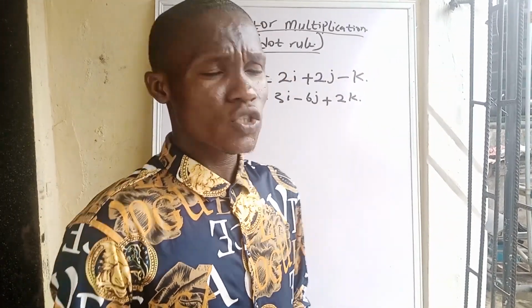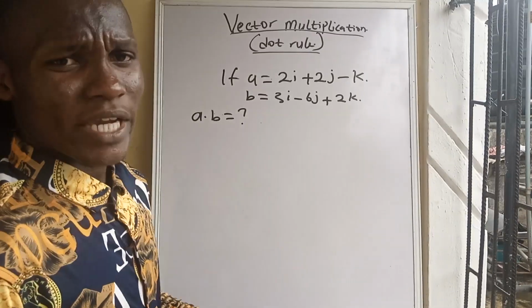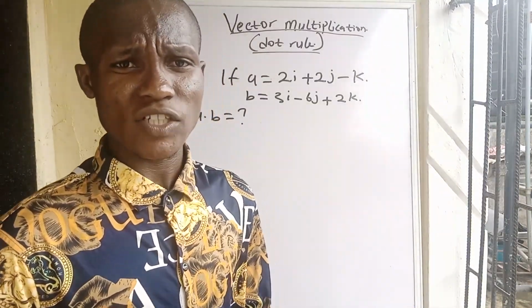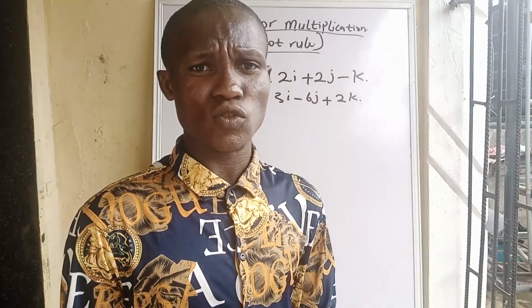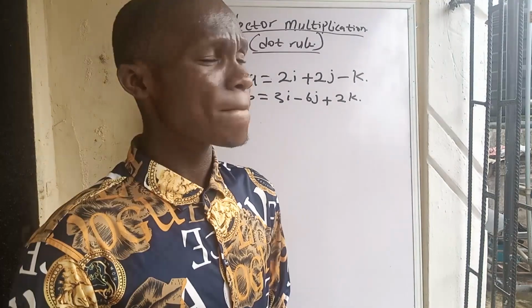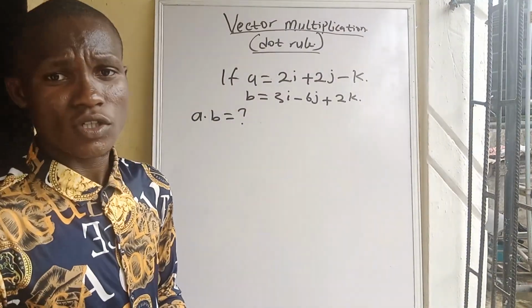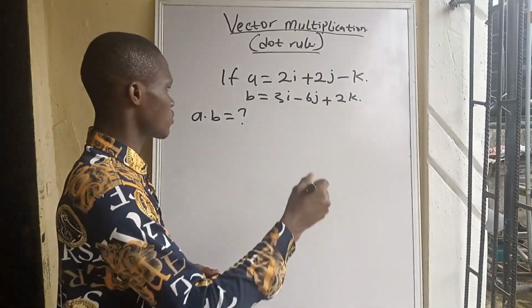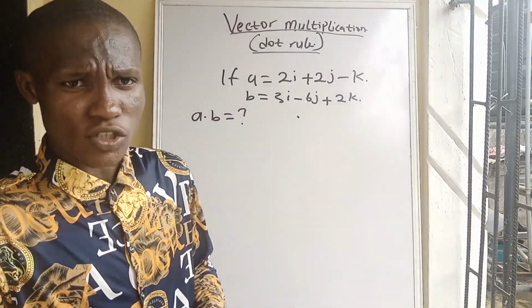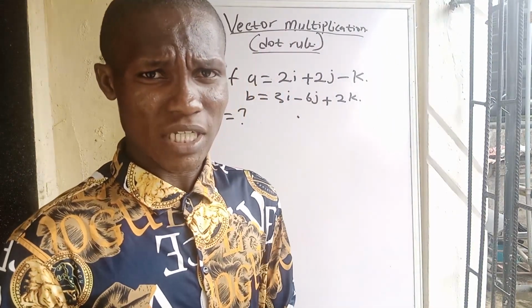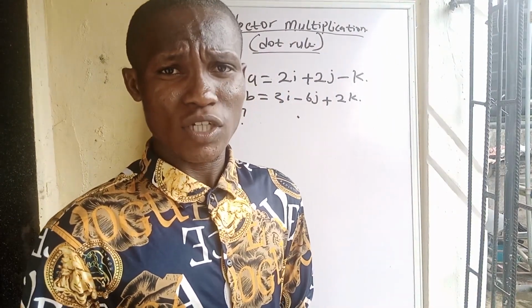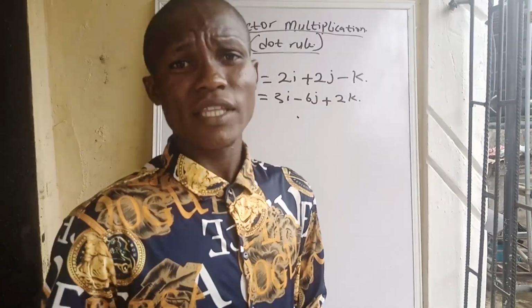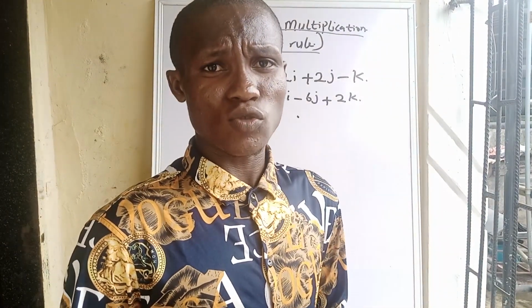cardinal points. So if we are looking at the dot rule in mathematics, vector multiplication is further divided into two parts, which are the vector cross product rule and the dot rule. The dot rule is signified with a dot, and it obeys some principles and rules which differentiate it from the cross product rule.